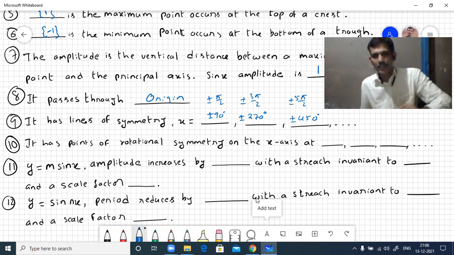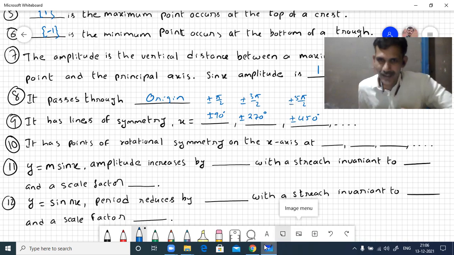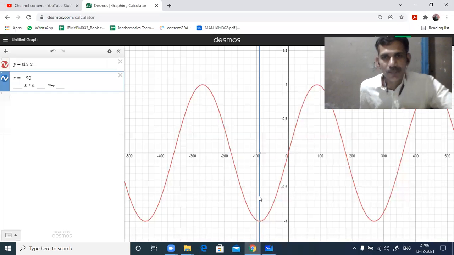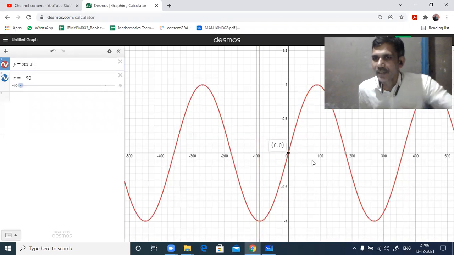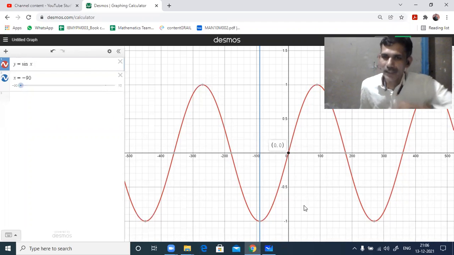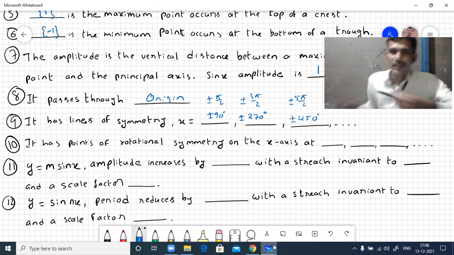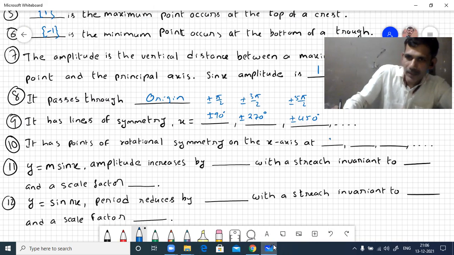And it has rotational symmetry on the x-axis. Where is it having it? Observe at the origin: the half above and below are the same. If you rotate, you will get the same image. Not only at 0 degrees, it will be having it at pi radians or 180 degrees, 2 pi radians or 360 degrees, and so on.